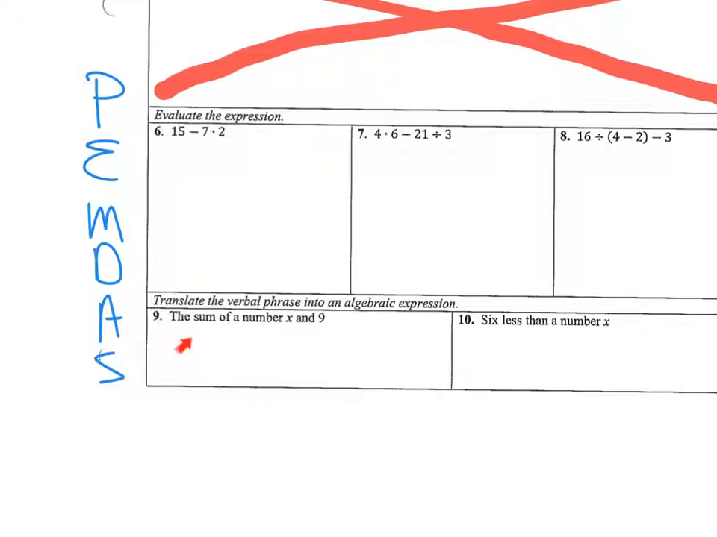And 9 and 10, you just got to write the algebraic expression. So the sum of a number x and 9. Keyword there is sum. Number 10, 6 less than a number x. Turnaround word right there, less than. So flip those around and write your answer.